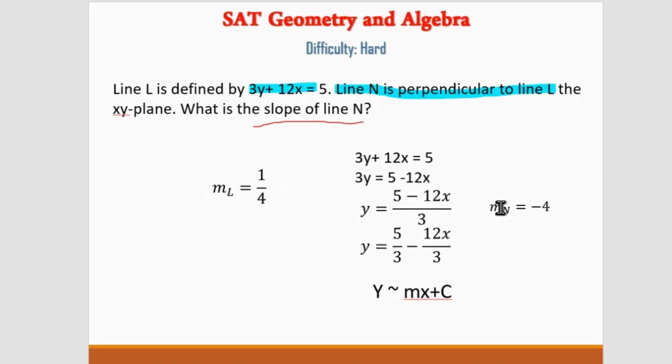Oops, sorry, I just made a mistake. It has to be m of l actually, not m. m of l, and we will substitute the value. It's the same thing, I just had to rename it. But it's the same answer. So m of l equals 1 by 4, which means the slope of line L is equal to 1 by 4. I hope you all got how I answered the question.